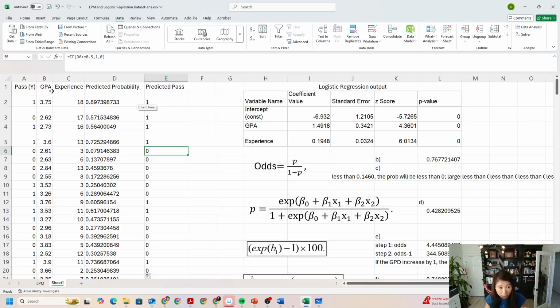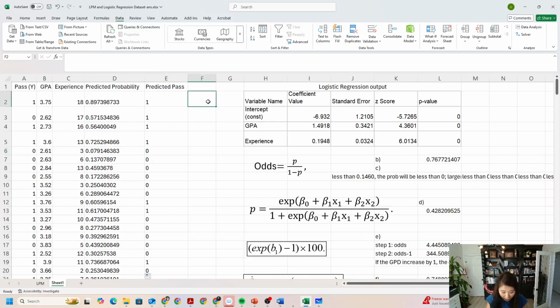So if here is a pass, here is not pass, it will give me a difference of 1. Or if here is 0, here is 1, it is also going to give me the value -1. So none of them is going to be 0, right? Therefore, there is a smart way to count how many of them are predicted accurately and inaccurately.